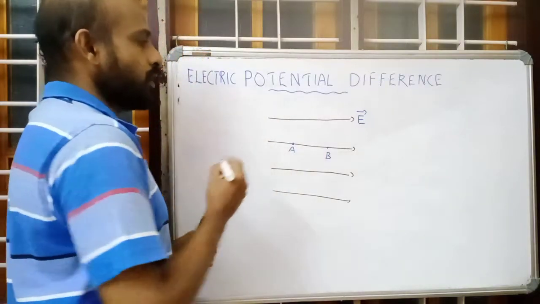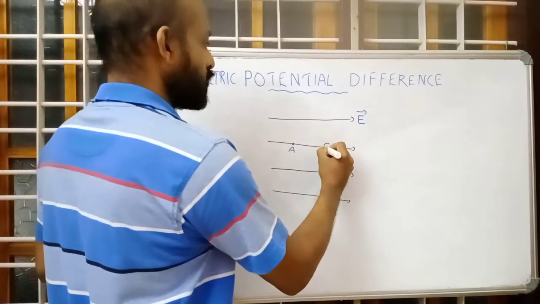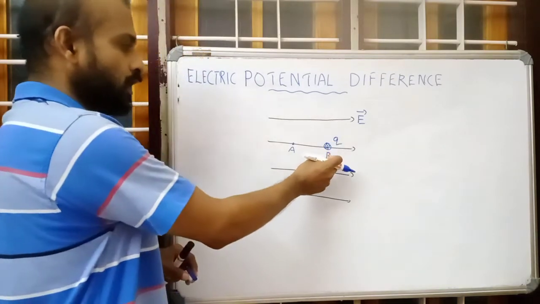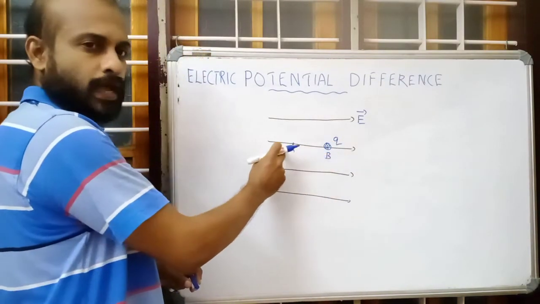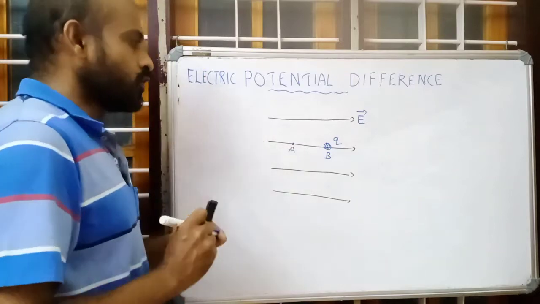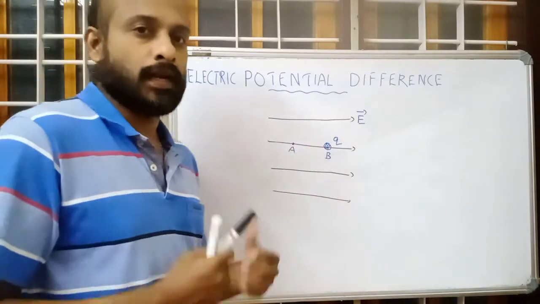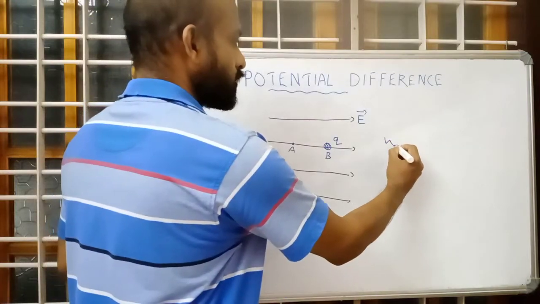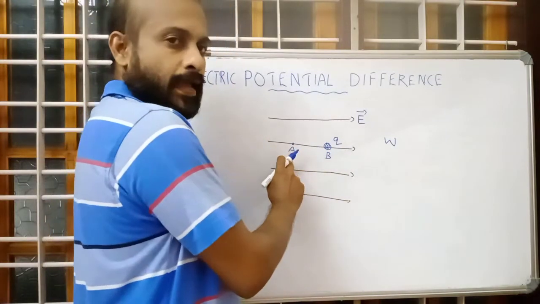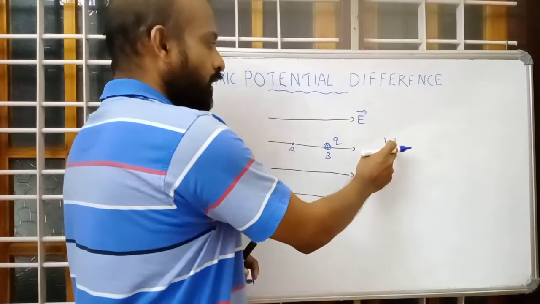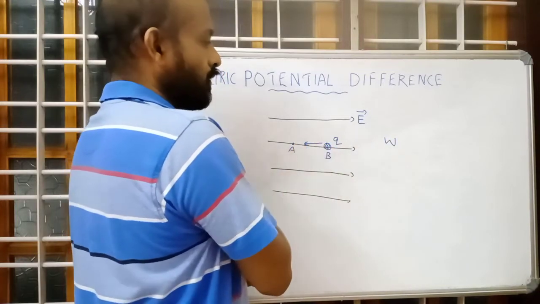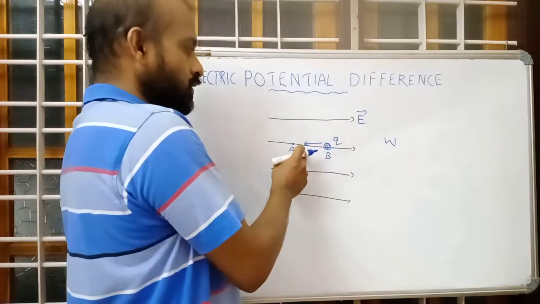Now suppose I have placed a charge Q. This is a positive charge Q. I am going to move the charge in this direction from B to A. Definitely to move the charge from B to A, I need to do some work. Let W be the work done to move the charge from B to A. I am moving the charge in this direction.